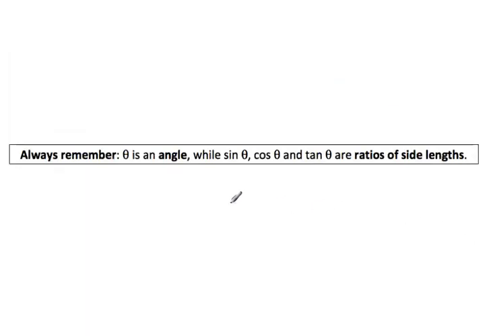Now, always remember that while theta is an angle, sine theta, cosine theta, and tan theta are ratios of side lengths. They're not angles at all. That's a common mistake that people make at first. So just remember, sine theta, cosine theta, and tan theta are ratios of side lengths, opposite over hypotenuse, etc., whereas theta is an angle.